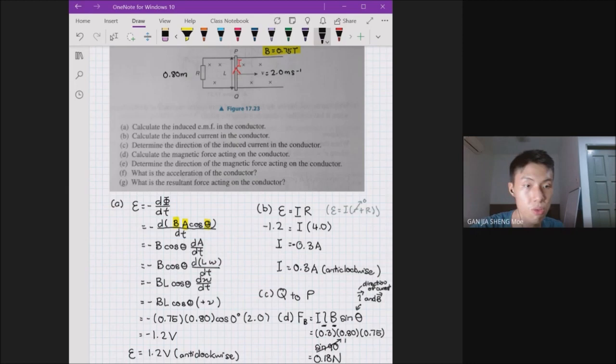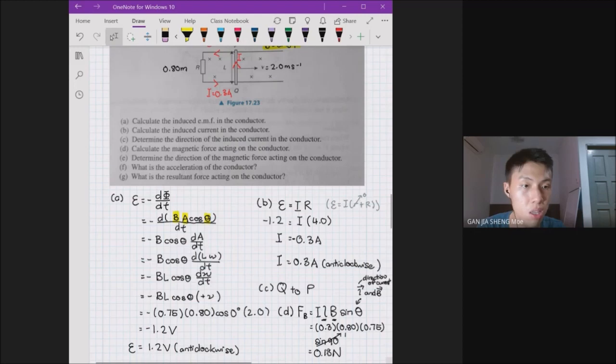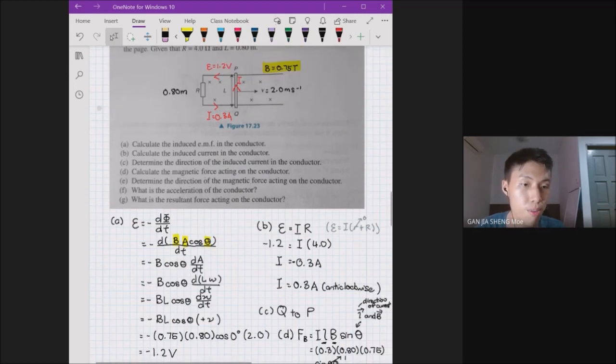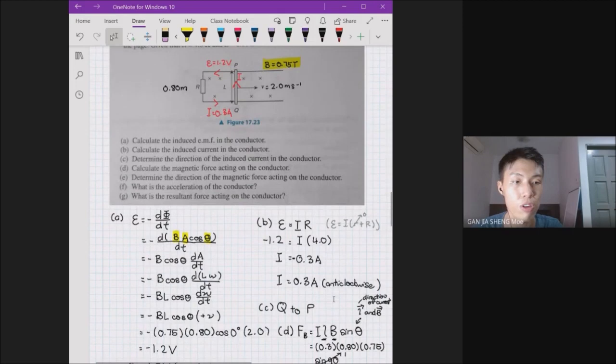It's getting more and more complex, this diagram over here. So it experiences an induced EMF of 1.2 volt and the current is 0.3 ampere. And therefore, this thing here will experience a force, and the force that you have determined the magnitude to be 0.18 Newton. What you need to determine now is the direction of the magnetic force acting on the conductor. Well, direction is just L cross B, right? L cross B is the direction of the force.